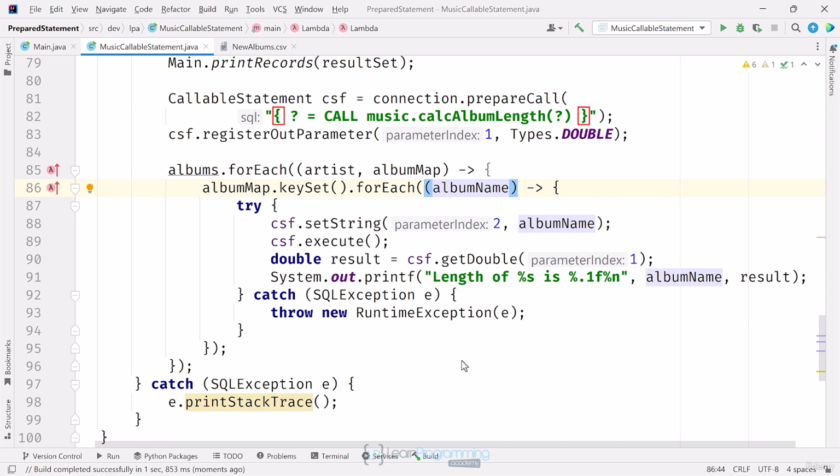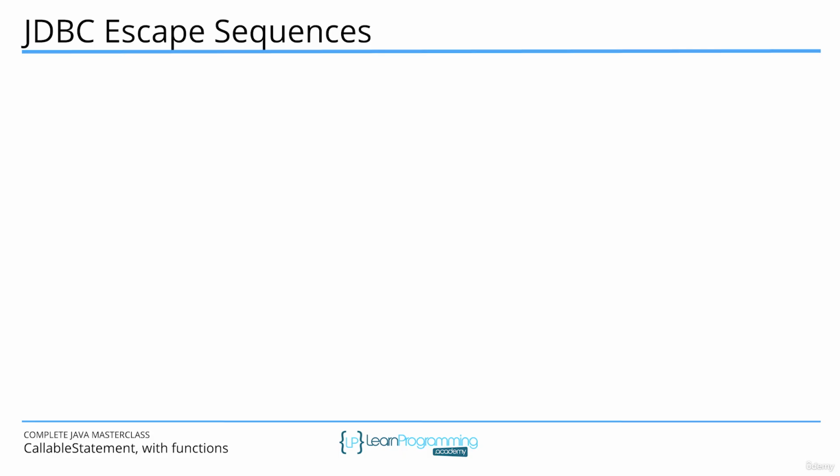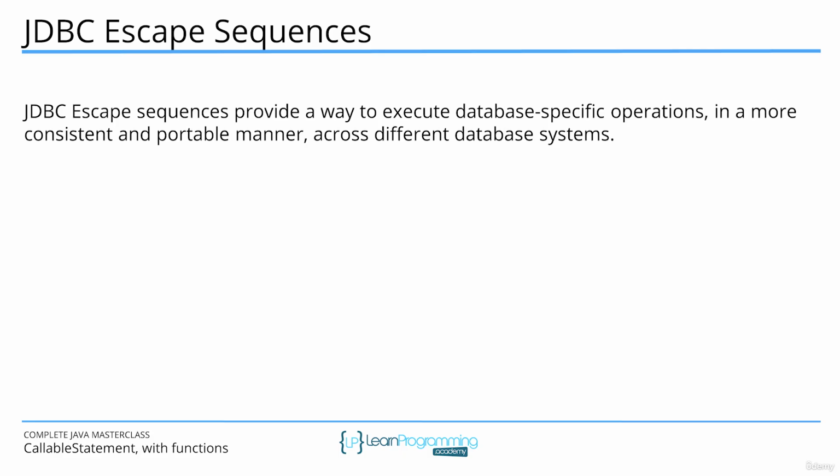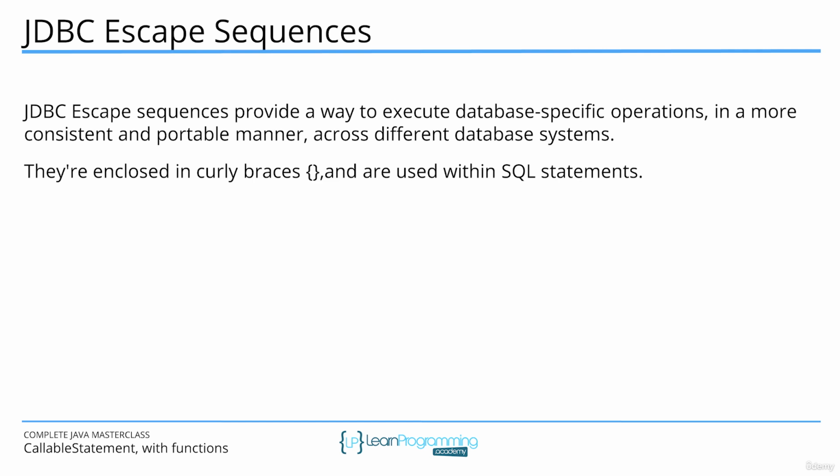Using the curly braces informs the JDBC driver that you want it to perform extra processing or translation. These curly braces are called an escape sequence and they are supported in special cases. JDBC escape sequences provide a way to execute database-specific operations in a more consistent and portable manner across different database systems. They're enclosed in curly braces and are used within SQL statements.